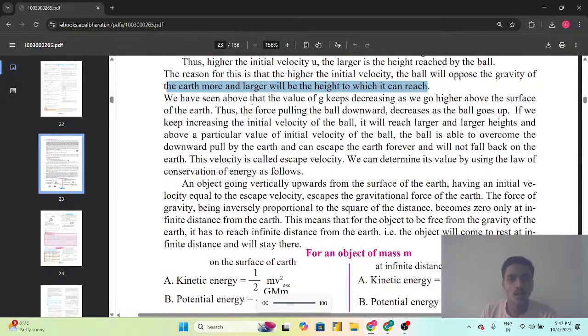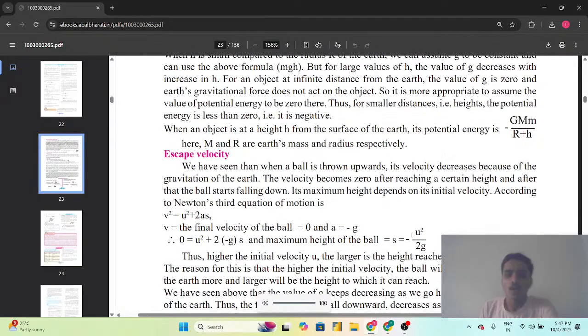We have seen above that the value of g keeps decreasing as we go higher above the surface of the earth. Thus the force pulling the ball downward decreases as the ball goes up. If we keep increasing the initial velocity of the ball, it will reach larger and larger heights, and above a particular value of initial velocity the ball is able to overcome the downward pull by the earth and can escape the earth forever and will not fall back on the earth's surface.